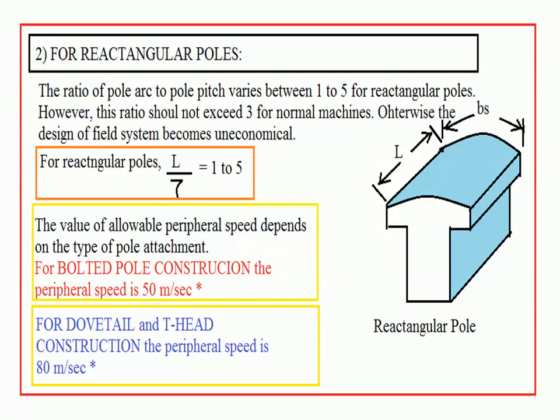If we are providing dovetail or T-head construction, the peripheral speed should be 80 meters per second. These two are very important. If you know these things, problems become easy.